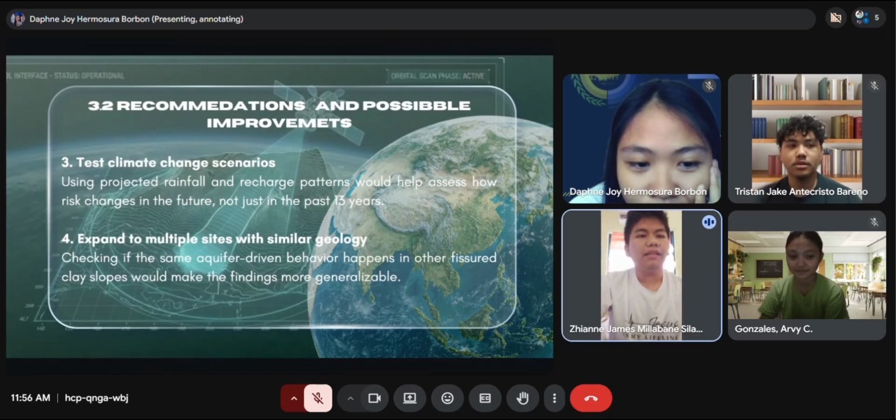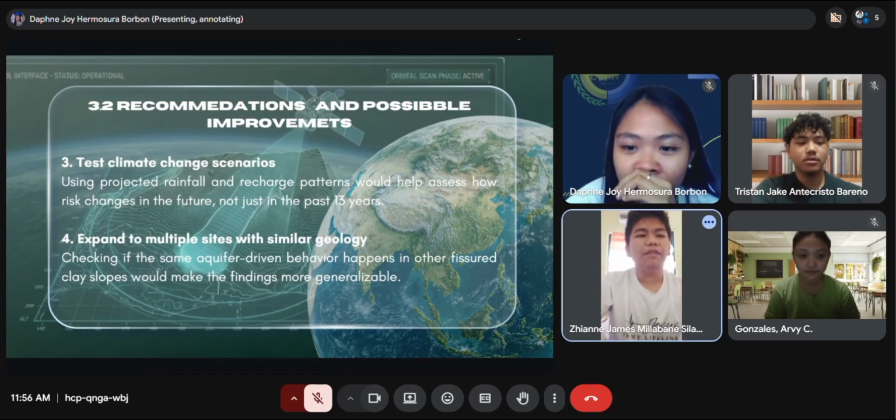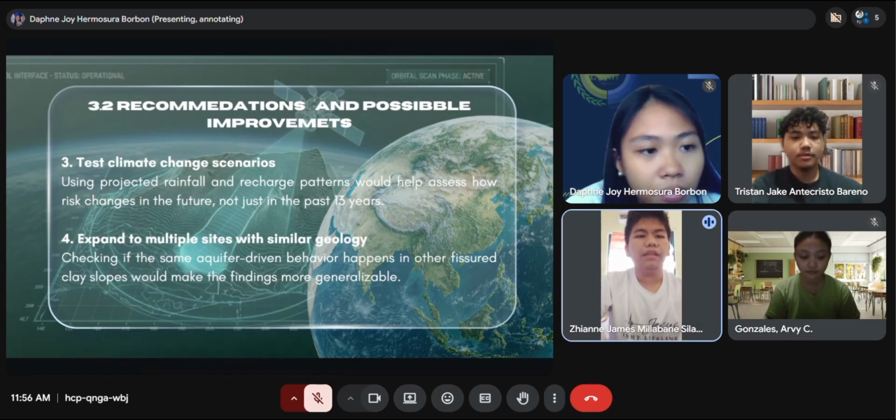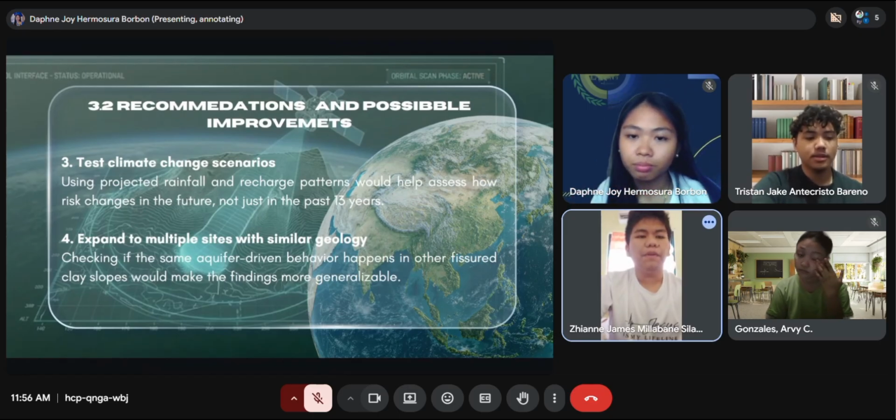And then we have expanding to other sites. This was just one site. The geological factors here are pretty specific: fissured clay over a karst aquifer. To make the findings more general, it would help to test a similar slope to see if the same aquifer driven behavior shows up.